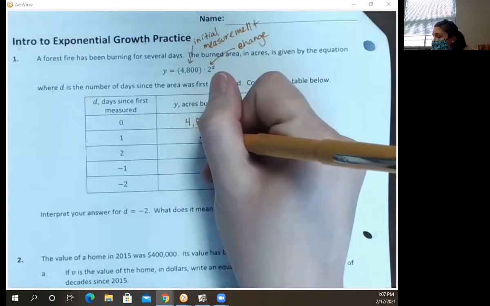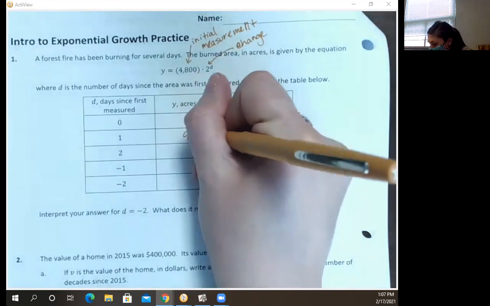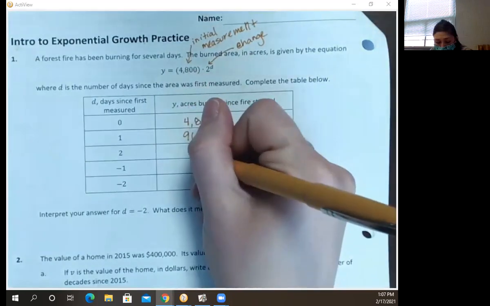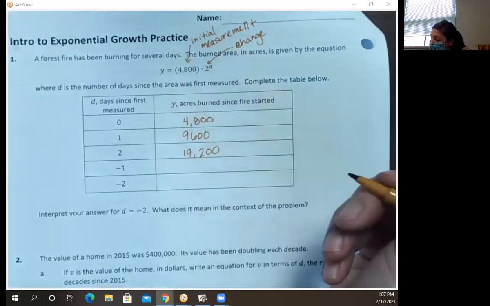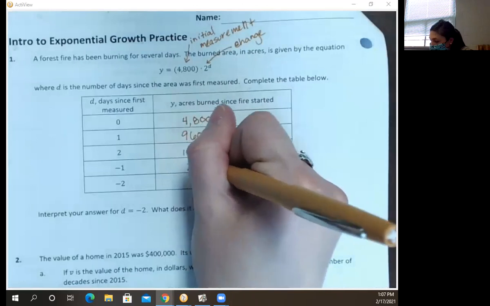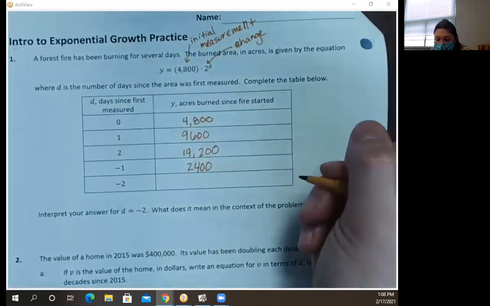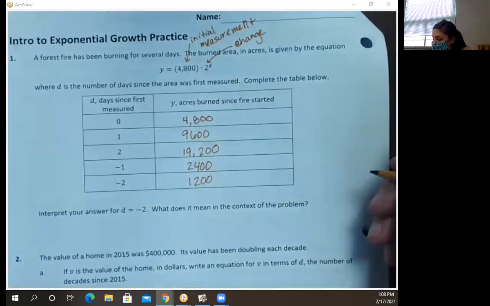What do we get for Y when D is 1? Good. When D is 2, 19,200. When D is -1, 2,400. And when D is -2, 1,200. Good.